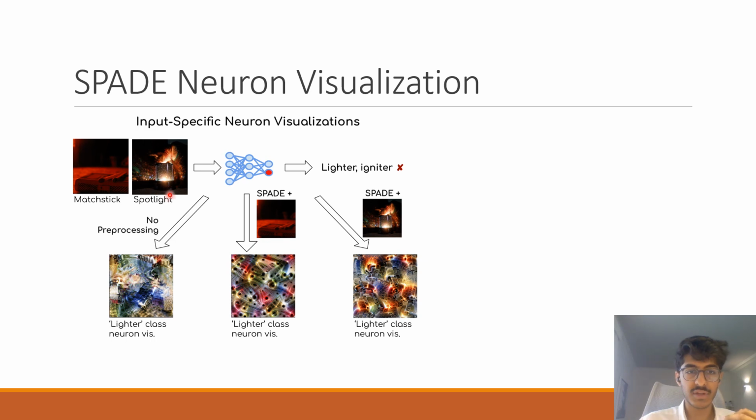It's the same thing for this spotlight image, which is misclassified as lighter. If you first prune the network using this image and then apply neural visualization techniques, you will get this neural visualization, which suggests that the reason is the light in the spotlight image.